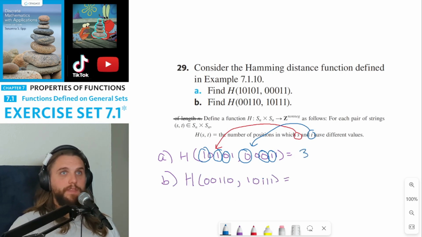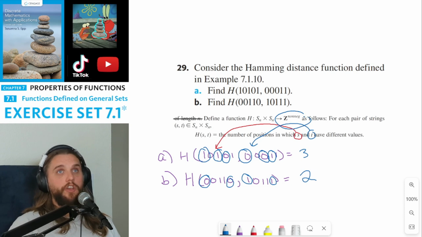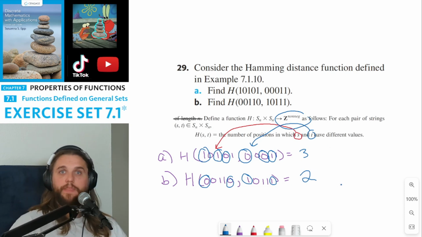And we can do the same thing with this other input. We can compare these binary strings and notice that these entries are different and these entries are different. So 2 positions have different values. And so these are the outputs. Notice these outputs are non-negative integers, which means that they're not negative. Thanks everyone, and I'll see you in the next video.